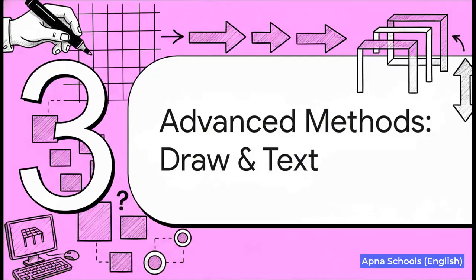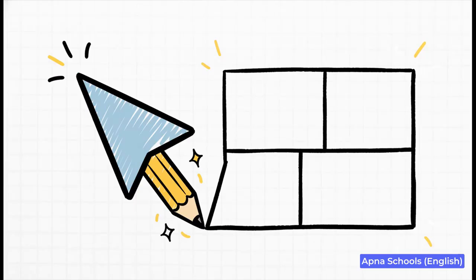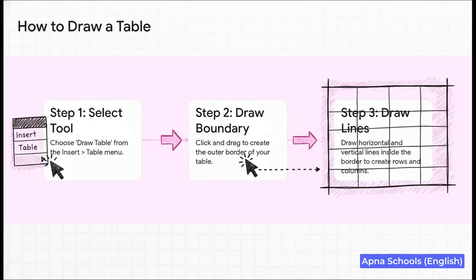Okay, so you've mastered the basics. Now let's dive into two advanced techniques that give you incredible flexibility for those more complex or kind of unconventional layouts. First, Draw Table. This feature is so cool, it actually turns your cursor into a pencil. It gives you the freedom to literally draw custom layouts with merged cells or unique column structures that a simple grid just can't create.